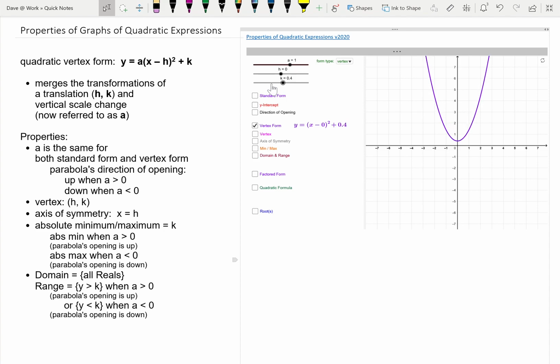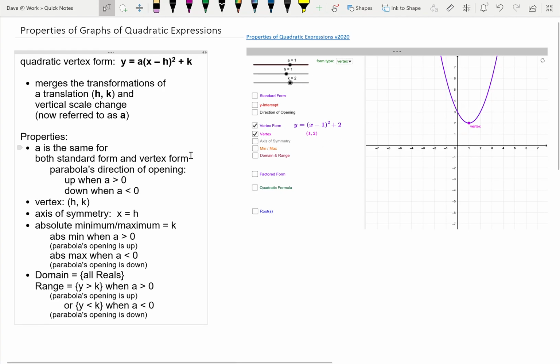More importantly, as we adjust h and k, we are adjusting the vertex of this particular parabola. For instance, if I make h equal to 1, and I make k equal to 2, you will see that my vertex now is listed as (1, 2). That is because the vertex always has the coordinates (h, k). Let's highlight that right there so you can see that.